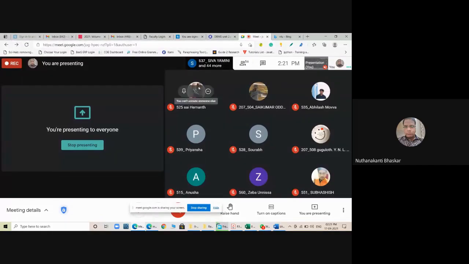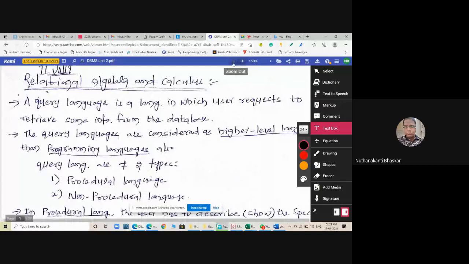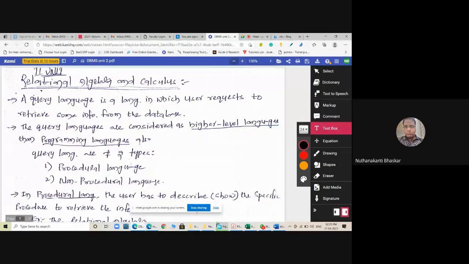Now coming to the theory, as I already told you: second unit, second half, that is relational algebra and relational calculus. So why I came here, you can understand. Once you understand this class, you will understand: this is the reason sir has taken this theory. Coming to relational algebra and relational calculus.